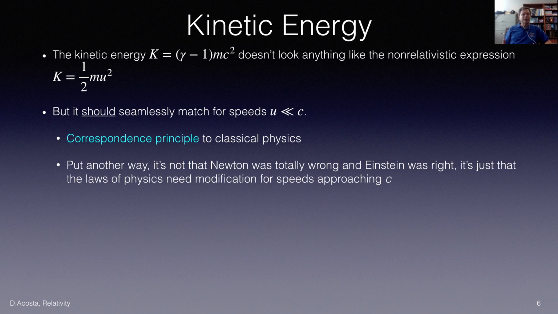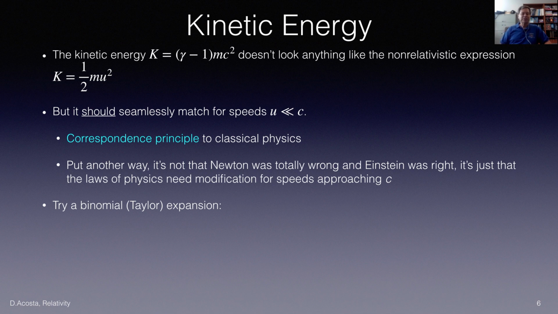Or put another way, it's not that Isaac Newton was totally wrong in his formulation of physics and his expression for kinetic energy, and that Einstein is now the one who's right. It's just that the laws of physics need modification when you have speeds approaching the speed of light c. But if you're at much less than the speed of light, Newton's formula still works quite well, and we wouldn't be teaching you introductory physics before this course if it weren't working out right. All right, so how can we see that these match up?